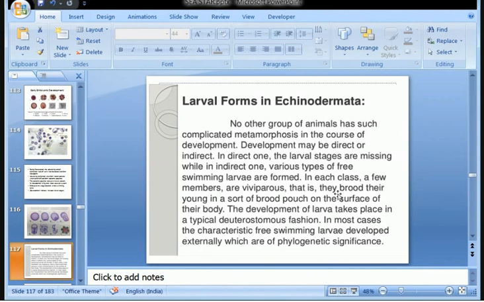Then in each class, now here we are referring to classes in the phylum Echinodermata. Of course, you can recall that there is Asteroidea, there is Echinoidea, Ophiuroidea. So there are several classes. You have to go through that classification to revise those classes. Holothuroidea is there, Crinoidea is there, Asteroidea, Ophiuroidea and Echinoidea.